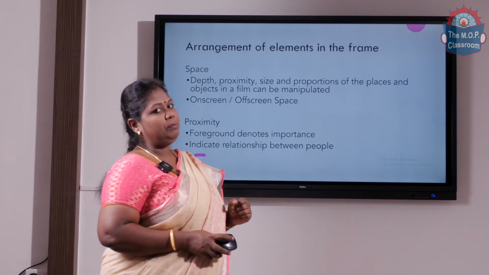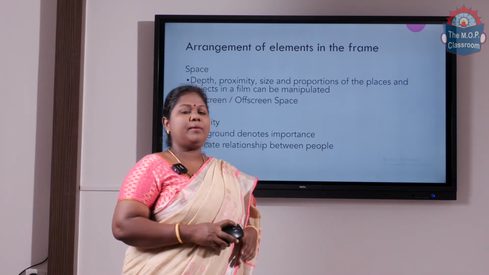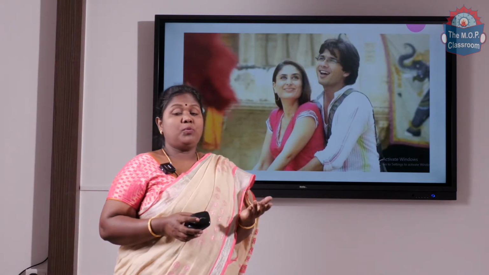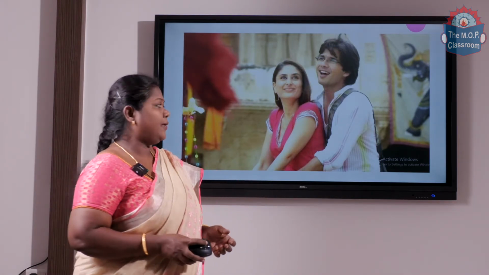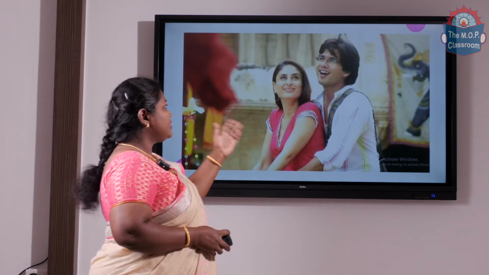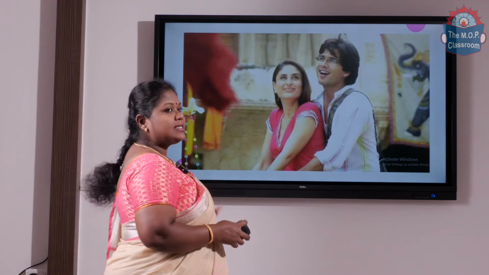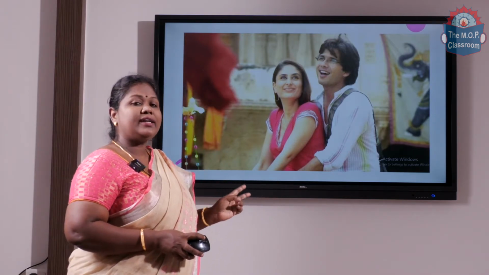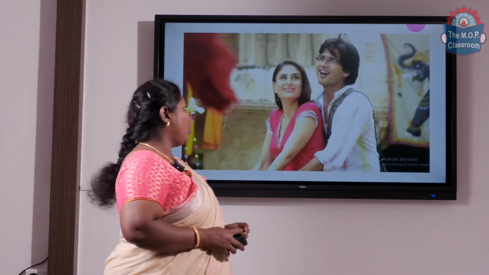It indicates the relationship between people. When you're placing two or three people in a frame, you could say who's important and who's not, or who is looking, and what relationship they share with each other. This is an example of the relationship that's shown, and also notice the colors, how the colors can say that this is a happy mood, or it can establish that it's a light rom-com that you're watching.